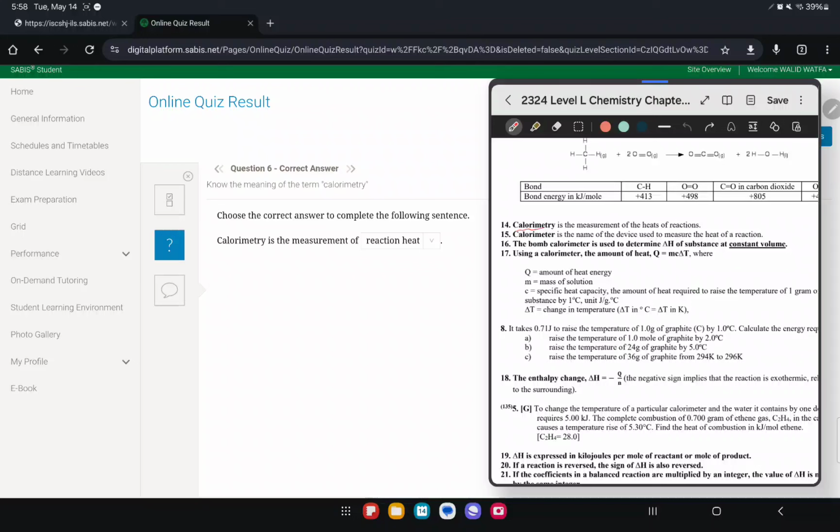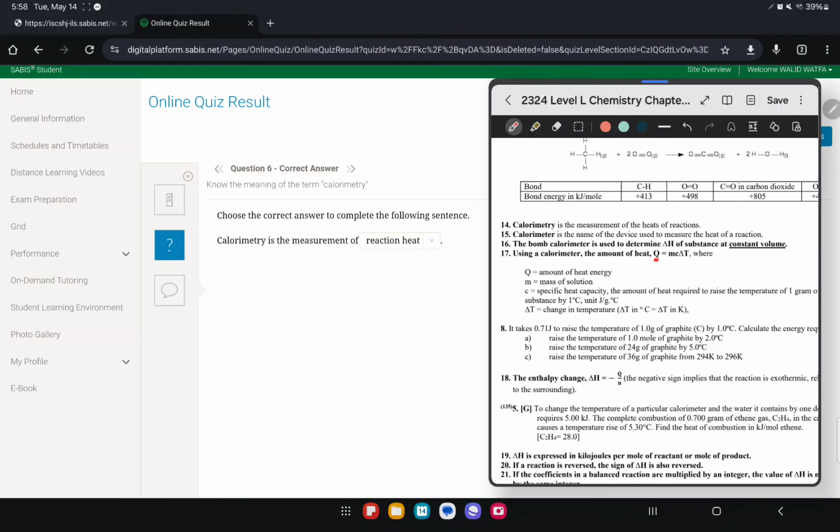Yeah, see, calorimetry is the measurement of the heat, and the calorimeter is the name of the device used to measure the heat of reaction. The bomb calorimeter is used to determine delta H at a constant volume. Okay, these are all questions that could come. I'm just explaining, just putting them in the video. Maybe they come. Using a calorimeter, the amount of heat is called Q.